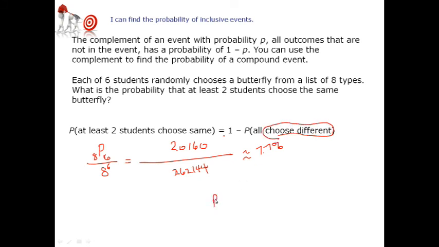So the probability that at least 2 students choose the same butterfly is going to be 1 minus this, which is going to be 92.3% chance of choosing the same butterfly. Okay? So basically, find the permutations or numbers of ways that they could choose different, subtract it from 1. Okay?